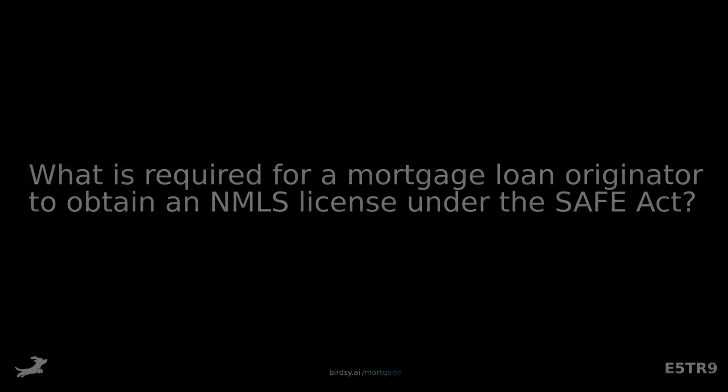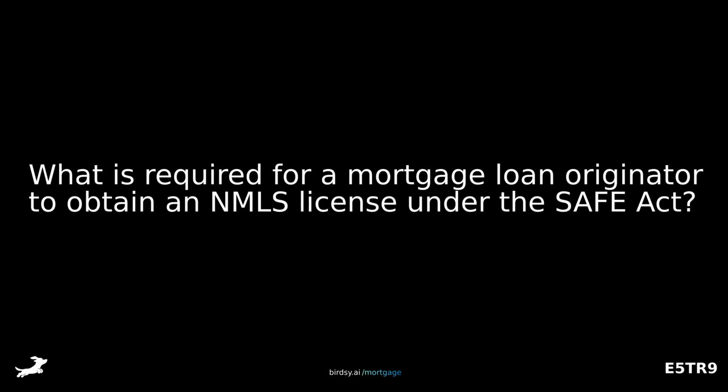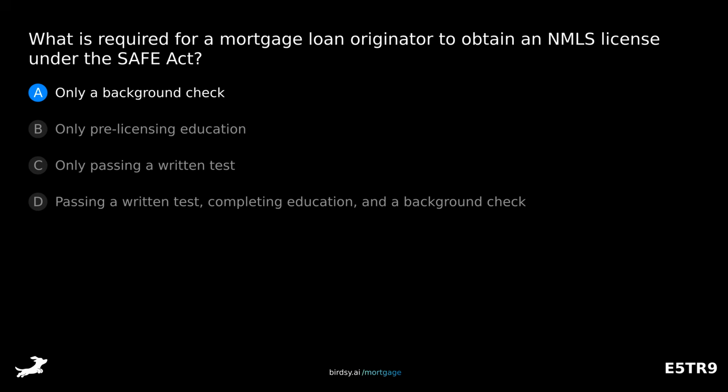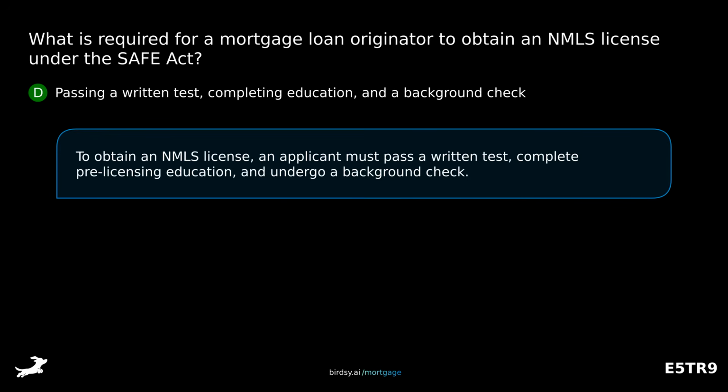What is required for a mortgage loan originator to obtain an NMLS license under the SAFE Act? Is it A. Only a background check? B. Only pre-licensing education? C. Only passing a written test? Or D. Passing a written test, completing education, and a background check? The answer is D. Passing a written test, completing education, and a background check. To obtain an NMLS license, an applicant must pass a written test, complete pre-licensing education, and undergo a background check.